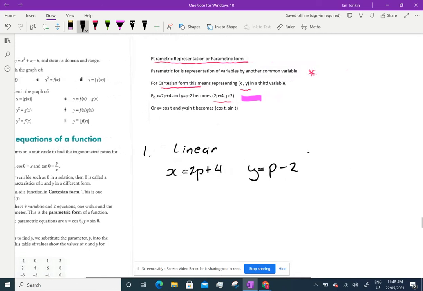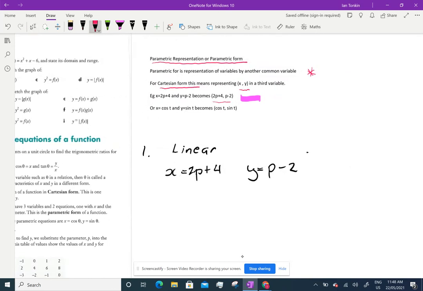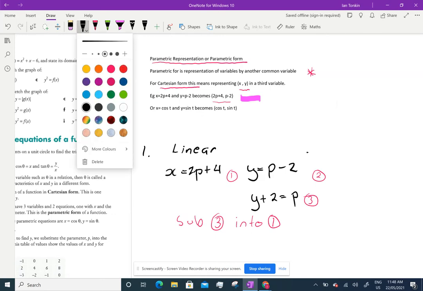Now you should be able to see this very quickly. What we have here is 2 equations. We're going to solve them simultaneously. So what do we do? First of all, I want to rearrange equation number 2. So I'm going to add that 2 back, and I'm going to get p equals y plus 2. And then I'm going to call this equation number 3, and I'm going to sub 3 into equation number 1.